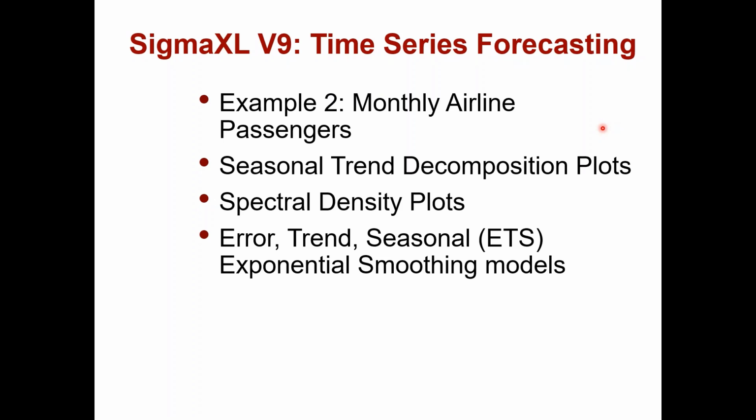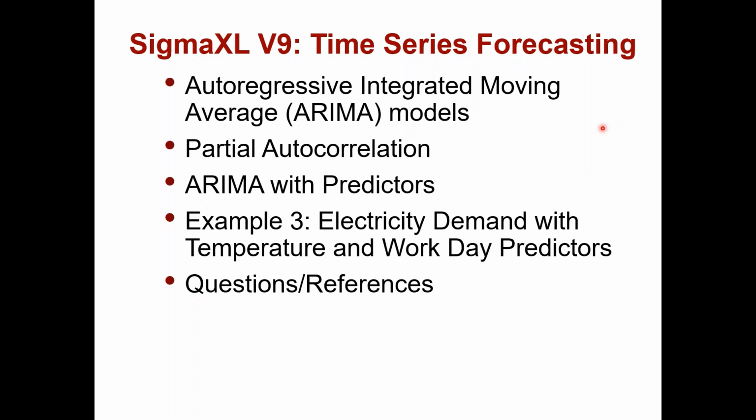Seasonal data, and we'll look at seasonal trend decomposition plots, spectral density plots, error trend seasonal exponential smoothing models, and we'll look at ARIMA, AutoRegressive integrated moving average models, and just briefly touch on partial autocorrelation, ARIMA with predictors, and then we'll look at a third example that uses electricity demand with temperature and workday as predictors, and then questions.